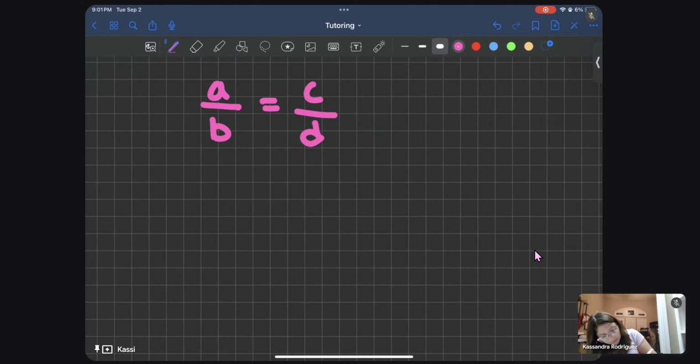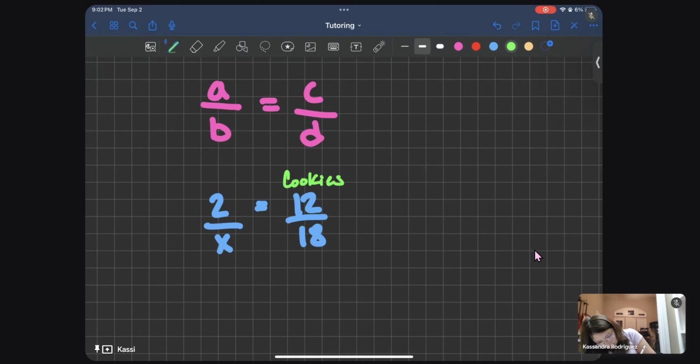So let's see. If 2 cups make 12 cookies, how much for 18 cookies? You're going to notice that on this side, I'm going to put my cookies. And on this side, I'm going to put my cups of sugar. I'm just going to write cups. Some of you may understand the method I'm about to use, and that's the butterfly method. So we're going to use the butterfly method and go like this to multiply it out.